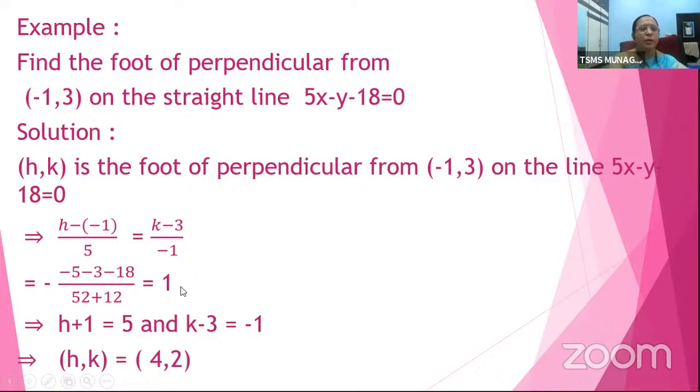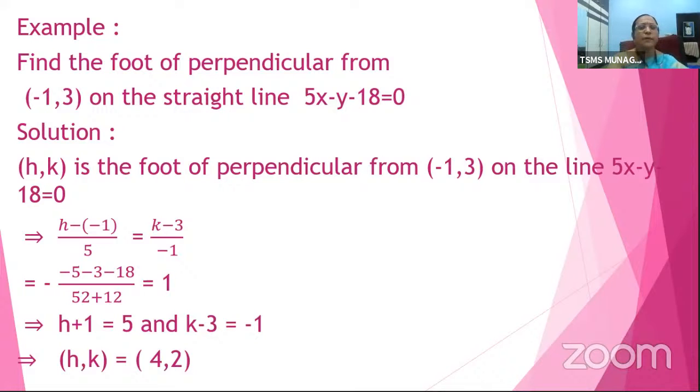So here, what does this become? The entire thing will become 1. And so h plus 1 by 1 is equal to 5, and k minus 3 is equal to minus 1, from which we can easily derive that h is equal to 5 minus 1, 4, and k is equal to minus 1 plus 3, which is 2. So this is how we can use the foot of the perpendicular formula.